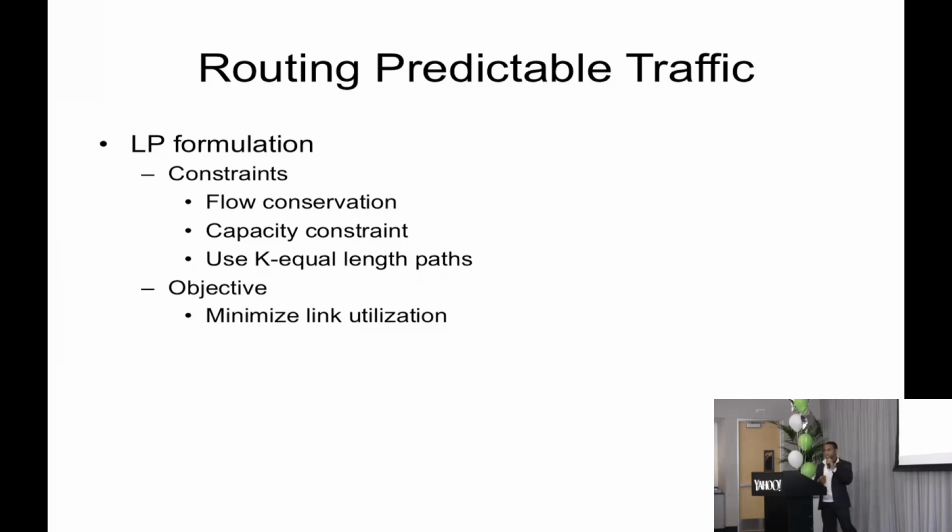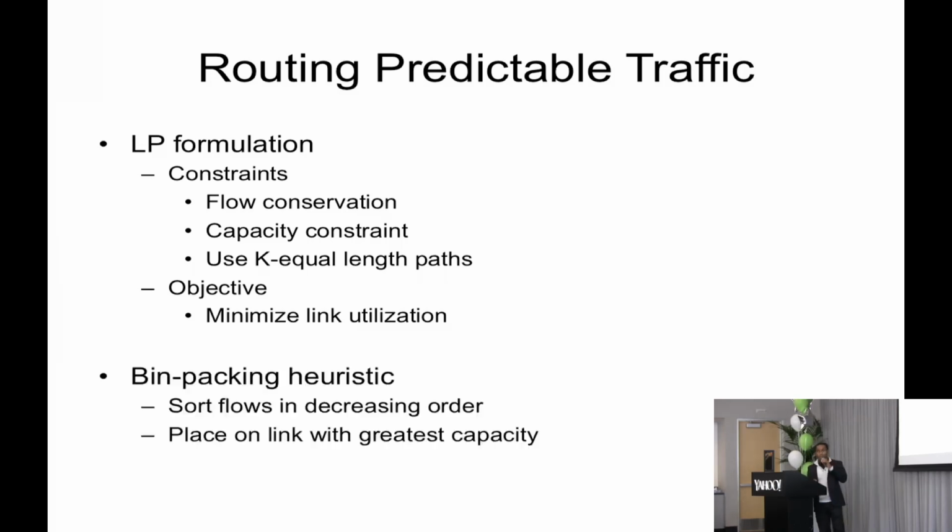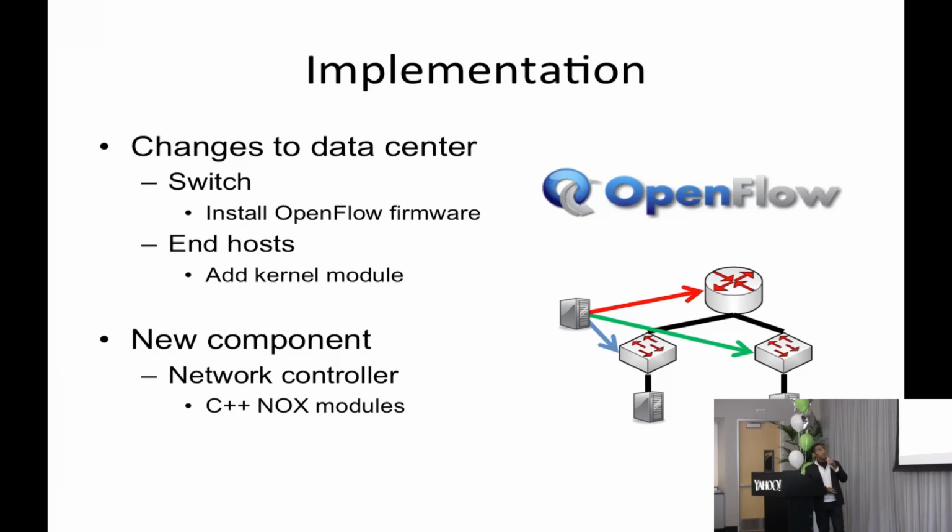And then we have a heuristic version to try and scale to bigger data centers, because it turns out the LP doesn't scale that well. In terms of the implementation, we implemented this using OpenFlow, and we added a kernel patch to each of the Linux modules we had. And we wrote a lot of this in C++. It was a lot of fun.